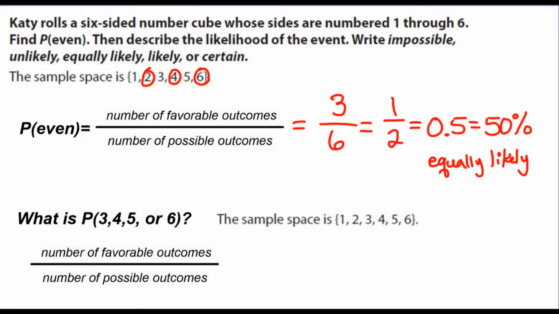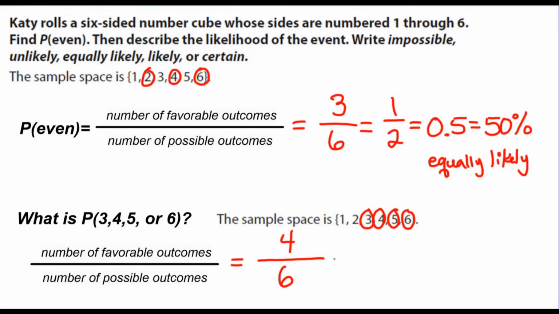Next, what is the probability of rolling a 3, 4, 5, or a 6? So how many of these outcomes in our sample space are favorable? We want to find the probability of rolling either a 3 or a 4 or a 5 or a 6. So all of these are favorable outcomes. 3, 4, 5, and 6 are favorable outcomes. So there are 4 favorable outcomes out of the 6 total possible outcomes.